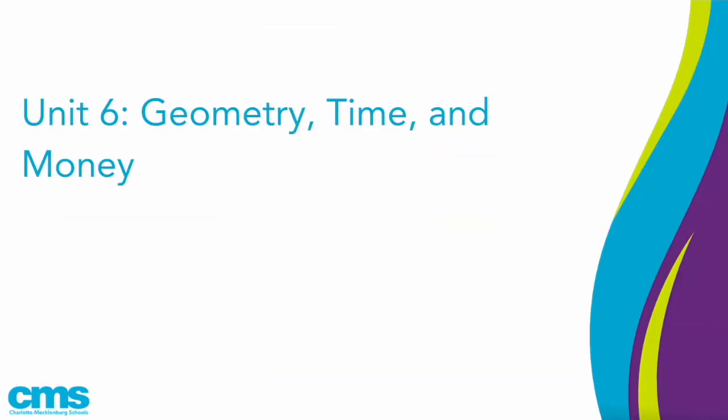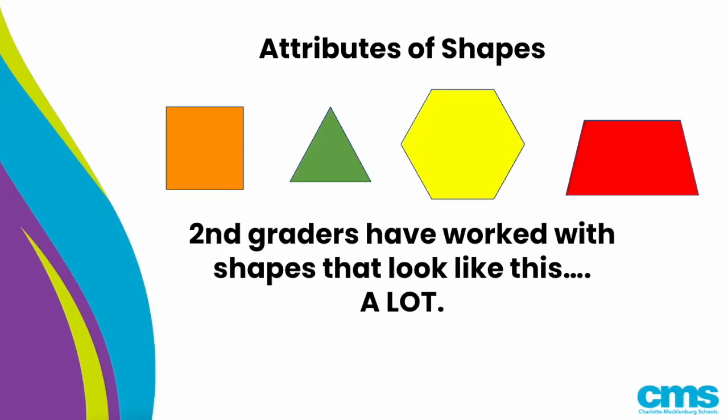So for geometry, time, and money, sounds like three really big buckets. And so we're going to spend just a couple moments thinking about each of these, and I'm going to give you some examples of things that your students are learning here at school. So in Unit 6 for geometry, kids start out by thinking about what they already know about shapes that helps them name the shapes that they see or draw the shapes that they're asked to draw.